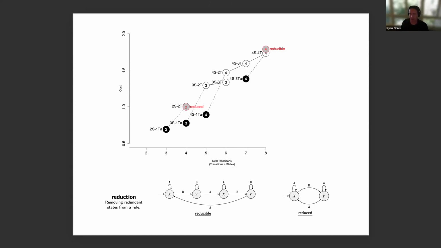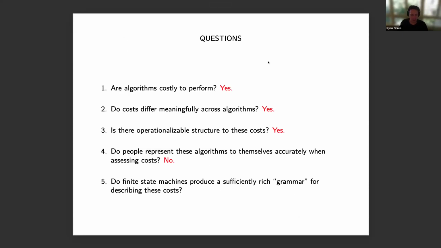And what you can see is that the subject treats this rule as if it's just as complex as the rule 4S4T, which means they don't economize on the complexity and the structure of the rule when they think about what they're trying to implement. They don't efficiently process these rules at all. Okay, that's important for thinking about how we apply these types of things to model human behavior. So people do not represent these algorithms to themselves accurately when assessing costs. Instead, they use surface level pieces of the description of the rule to assess complexity costs.